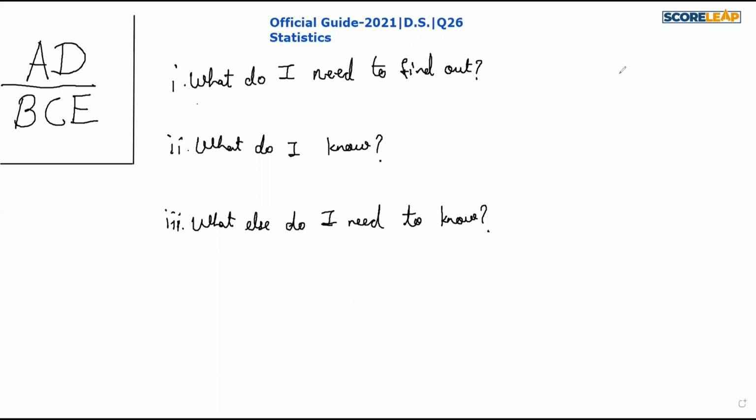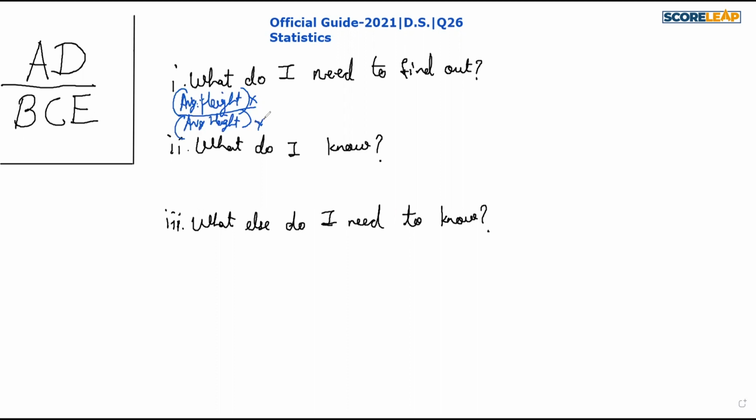Question 26. In this question, we are asked to find out the ratio of the average height of students in class X to the average height of students in class Y. So what do I need to find out? I need to find out the average height ratio of class X to class Y.